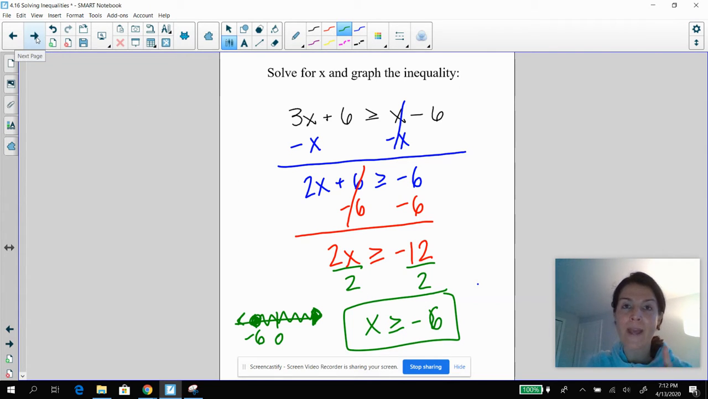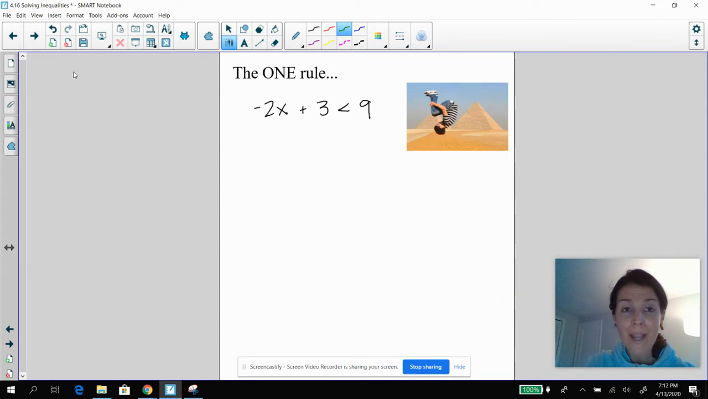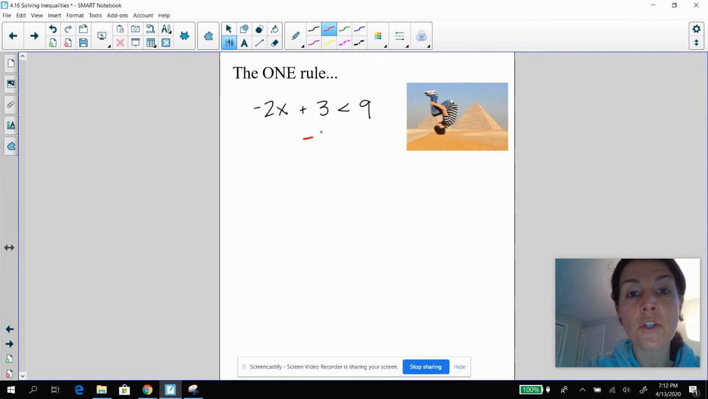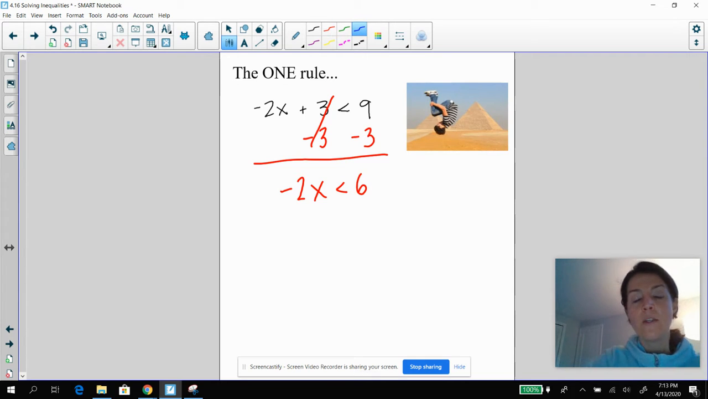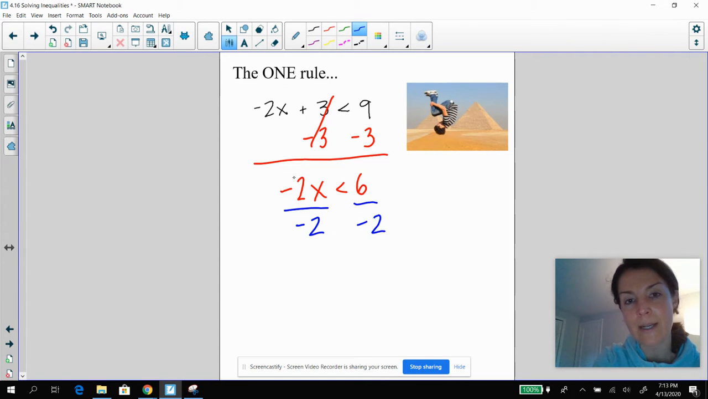There is one way that solving an inequality is different than solving an equation. There is one rule, and here it is. So we've got a nice little two-stepper right here, and I'm going to solve it just the way we were solving our other ones. So I'm going to subtract 3 from both sides. I'm left with negative 2x is less than 6. So now I'm going to isolate my variable, and the way I do that is I divide by negative 2. I'm going to do the same thing on the right-hand side. Slash it, I'm left with x on the left, and 6 divided by negative 2, I know is negative 3.